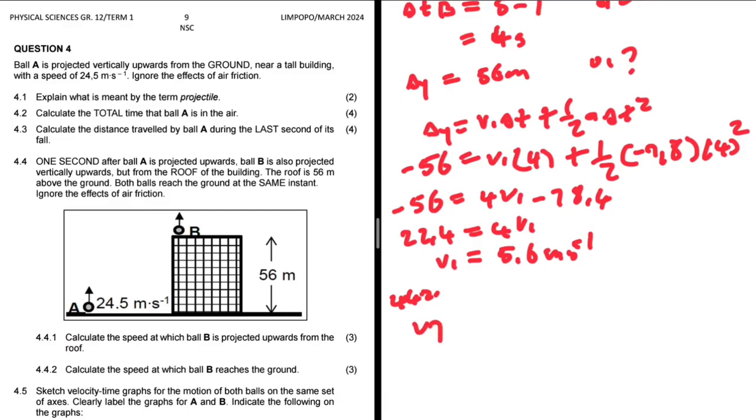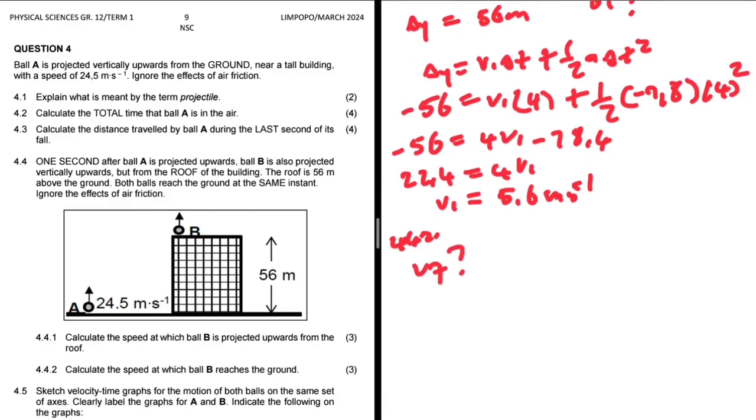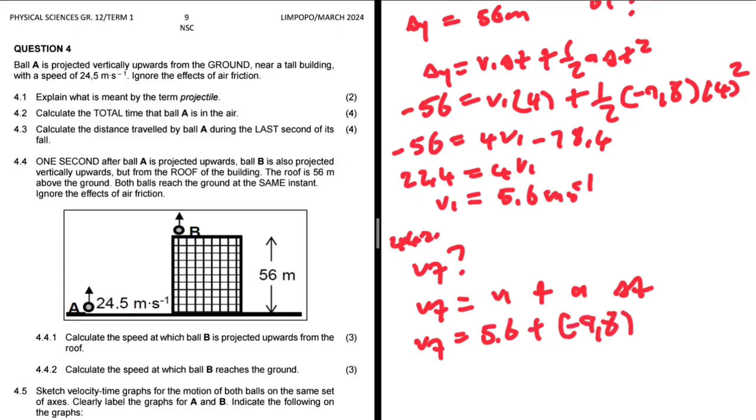Now we are looking for VF. We have VI and delta T, so that should be quite easy to calculate. We can say that VF is equal to VI plus A delta T. So VF is going to be equal to VI, which is 5.6, plus the acceleration, minus 9.8, times delta T, which is 4 seconds. So let me put that in my calculator.